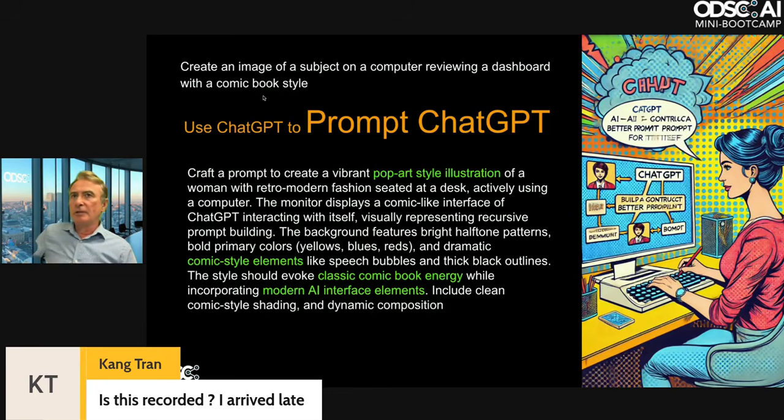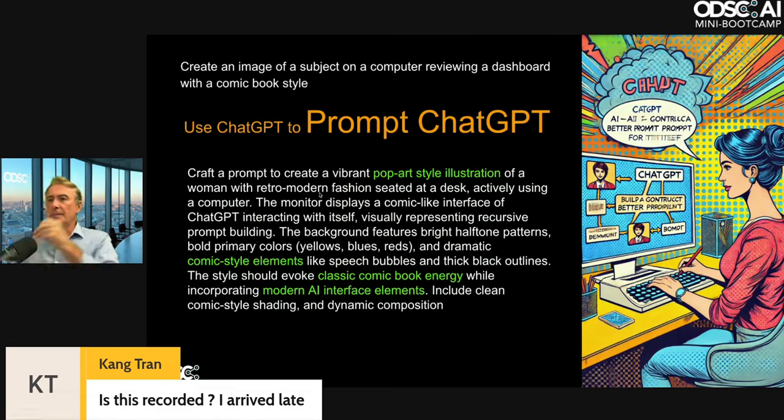So I basically went in there. I said, create an image of a subject on a computer reviewing a dashboard with a comic book style, right? So it took that basic prompt, and instead of generating the image, and I don't like it, you understand, when I said comic book style, I was absolutely thinking pop art style illustration, right? Comic style elements, classic comic book energy, modern AI interface elements, right? So it was able to take my weak prompt and turn it into a very strong prompt.